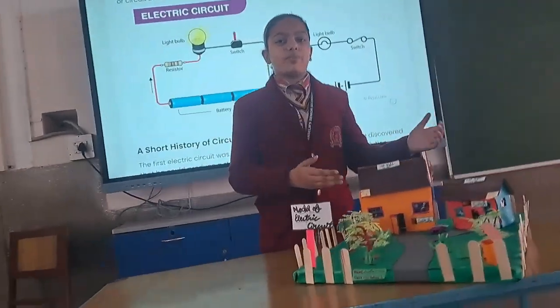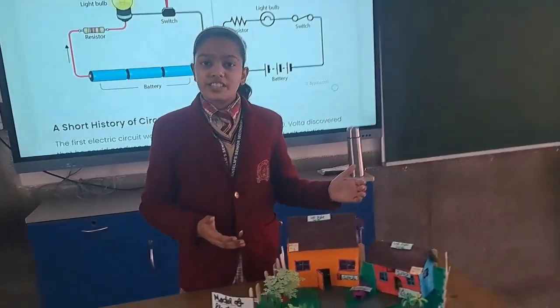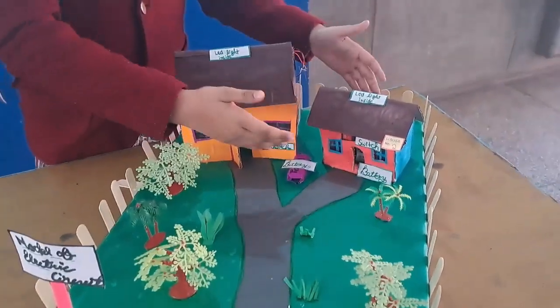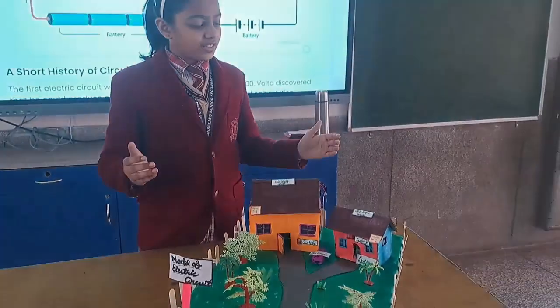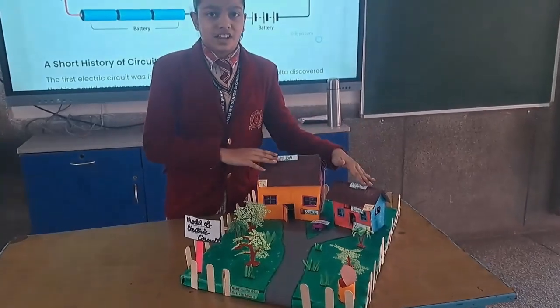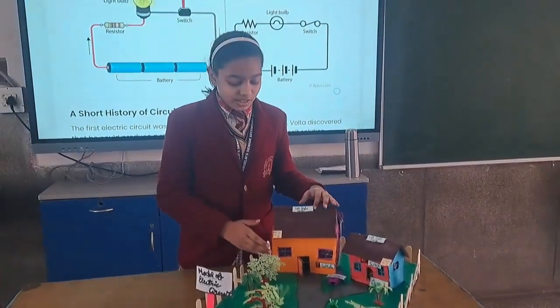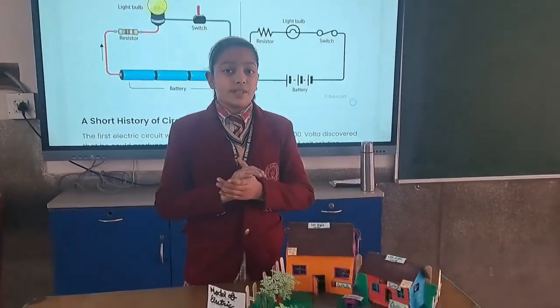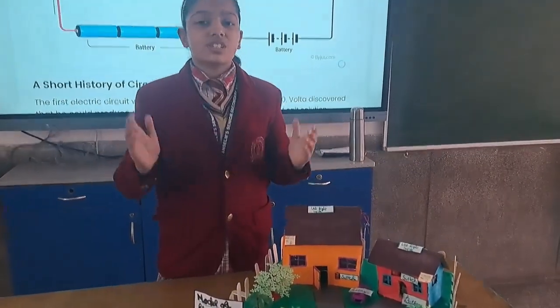Now, let's come to our project. Here you can see we have two houses, house number 1 and house number 2. Both houses consist of an LED light inside the house, a switch, some connecting wires and a battery that makes a complete circuit. A circuit has two types.